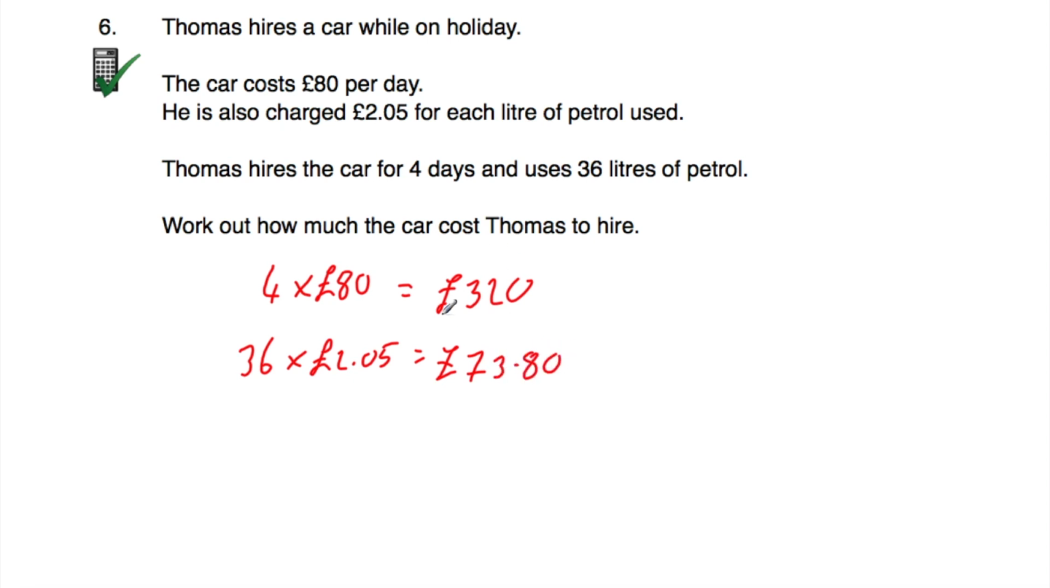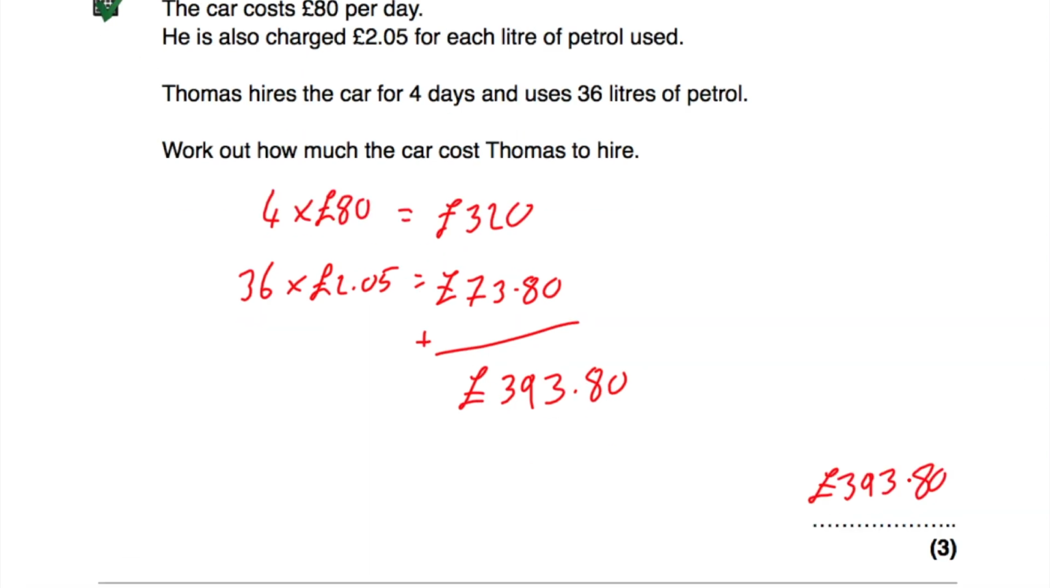So 36 multiplied by 2.05 is equal to £73.80. And then if we add together the £320 and the £73.80, that will be the total cost of hiring the car. So 320 plus 73.80 equals £393.80. So the total cost of hiring the car was £393.80. Okay, let's have a look at question number 7.